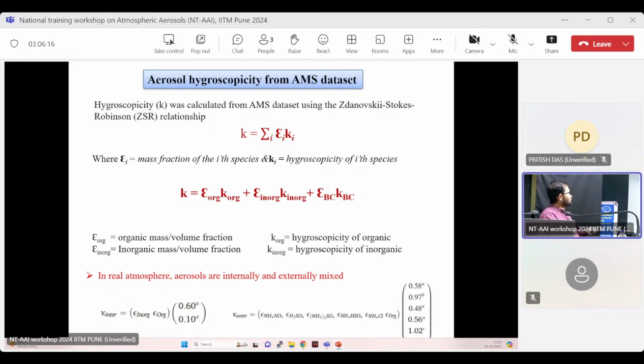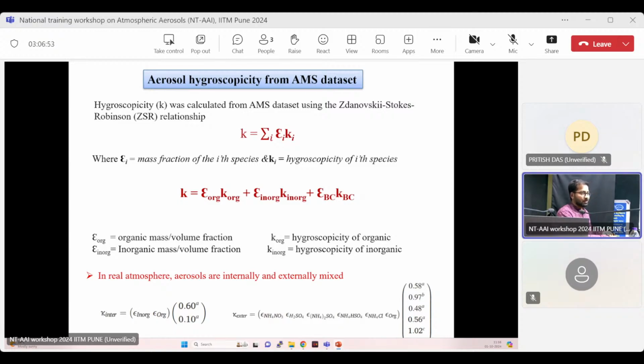Now I'll come to how these AMS datasets can be used to calculate aerosol hygroscopicity. We mostly use the ZSR relation to calculate hygroscopicity from your AMS datasets, because you are getting organics and inorganic concentrations. So this kappa can be a linear combination of these individual hygroscopicities. The epsilon term is your mass fraction, or it can be a volume fraction, of your different aerosol species, and kappa is the individual hygroscopicity.